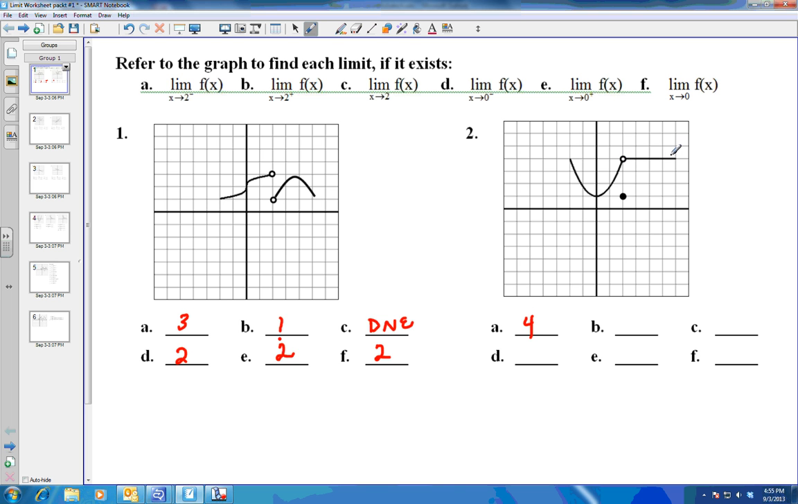From the right-hand side, as x approaches 2, I stay on my graph until I get to x equals 2. What is my y value approaching? 4. And so the total limit is 4. And I'm going to do 0 from the left. As x approaches 0 from the left, it's 1. From the right, I keep on going. It's 1. So the total limit is 1.